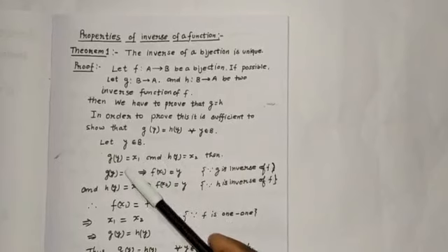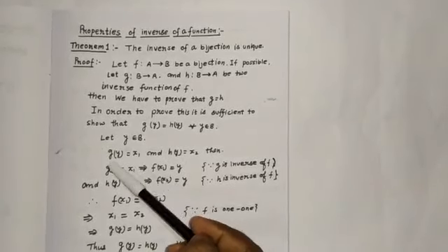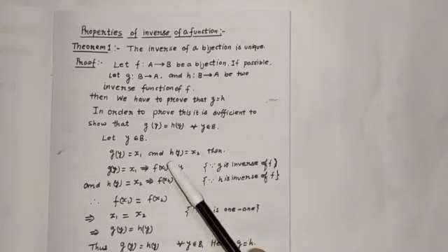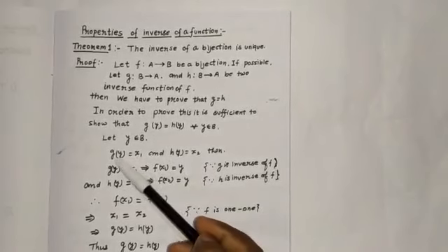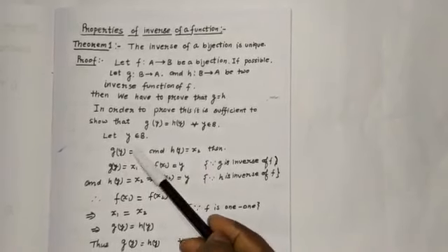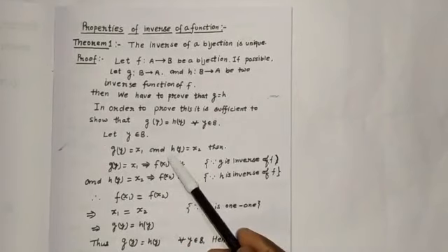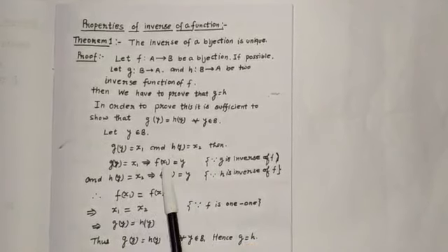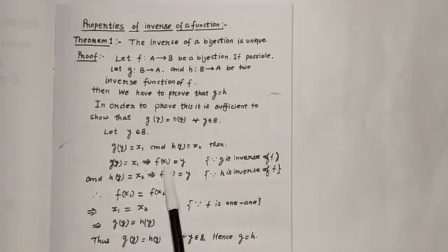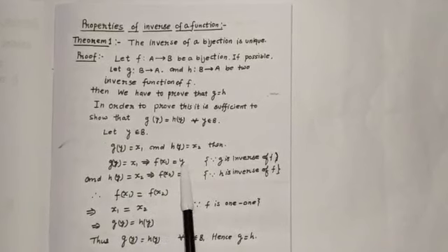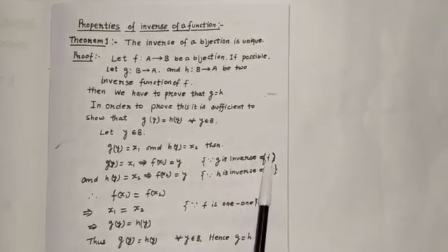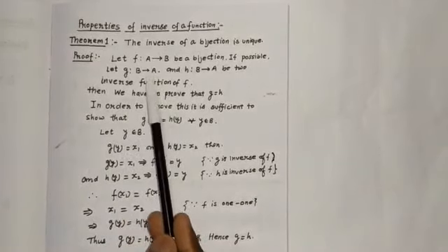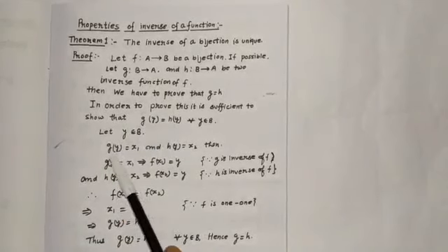Let y belong to B. Suppose g(y) is equal to x1 and h(y) equals x2. We consider y is associated to x1 under the g function and y is associated to x2 under the h function. g(y) equals x1, so you can write f(x1) is equal to y because g is the inverse of f. We already considered it. g(y) is equal to x1.